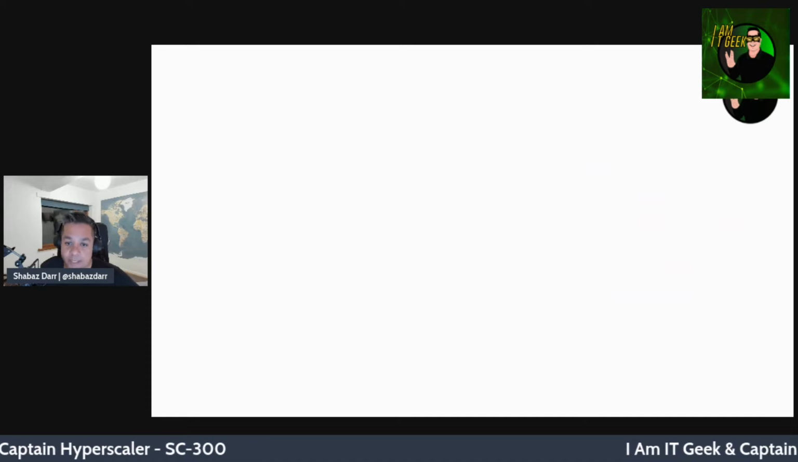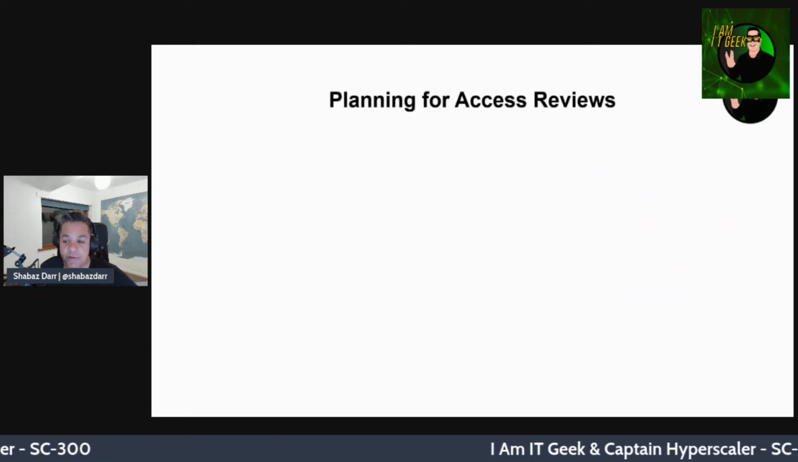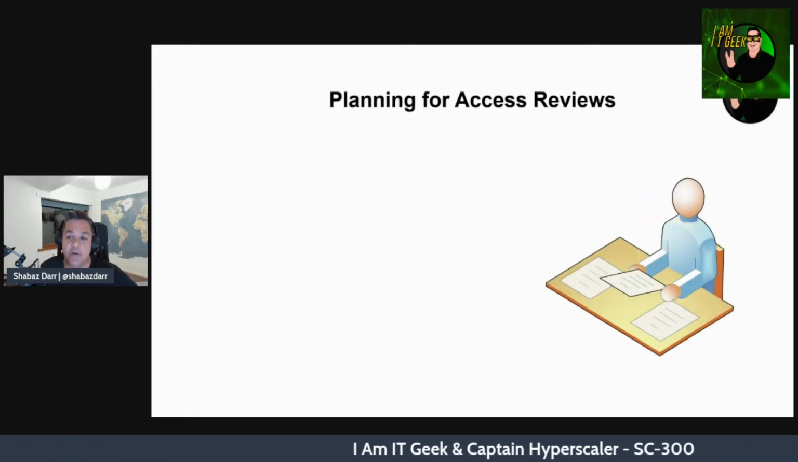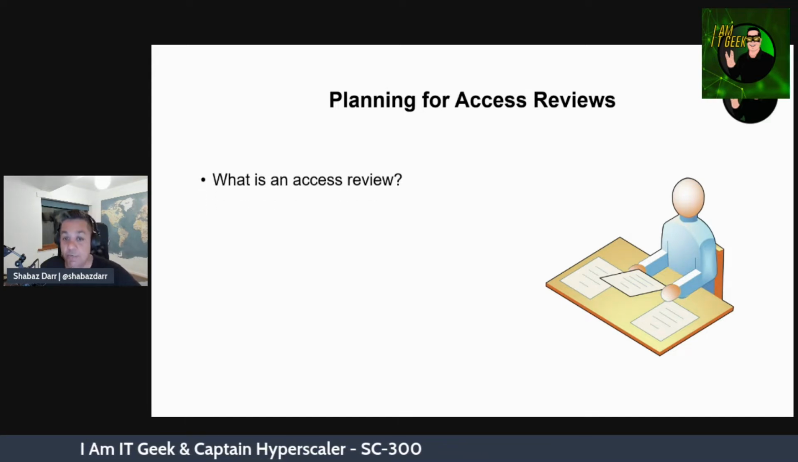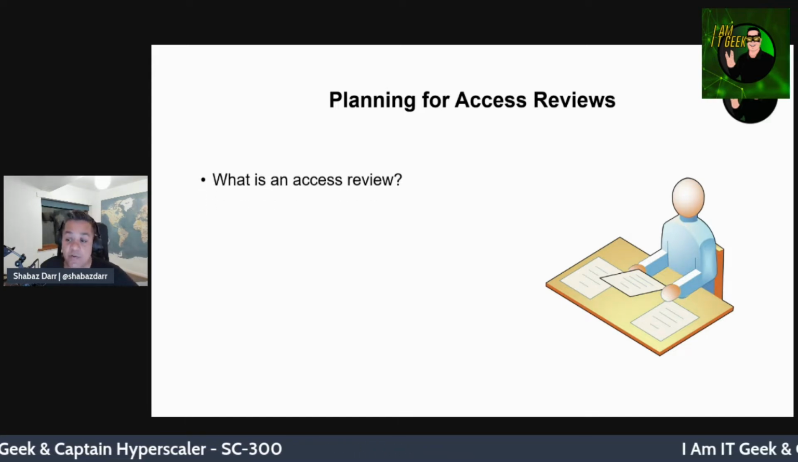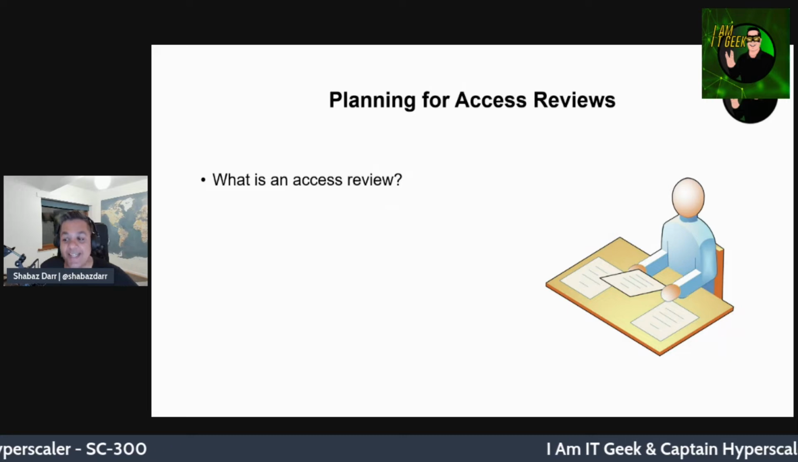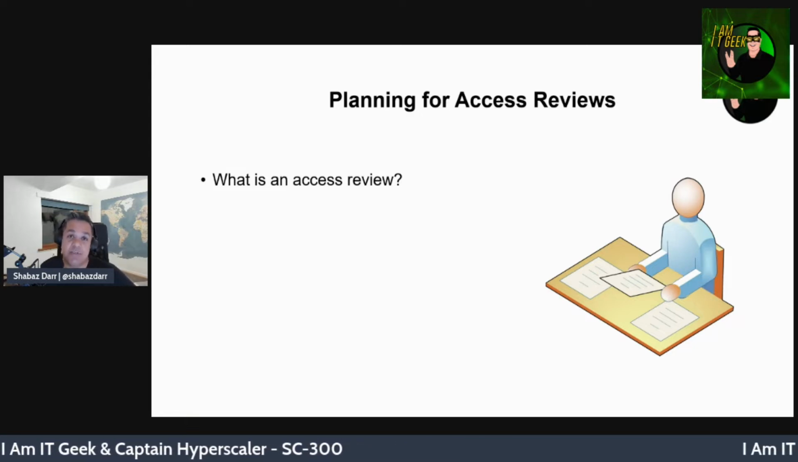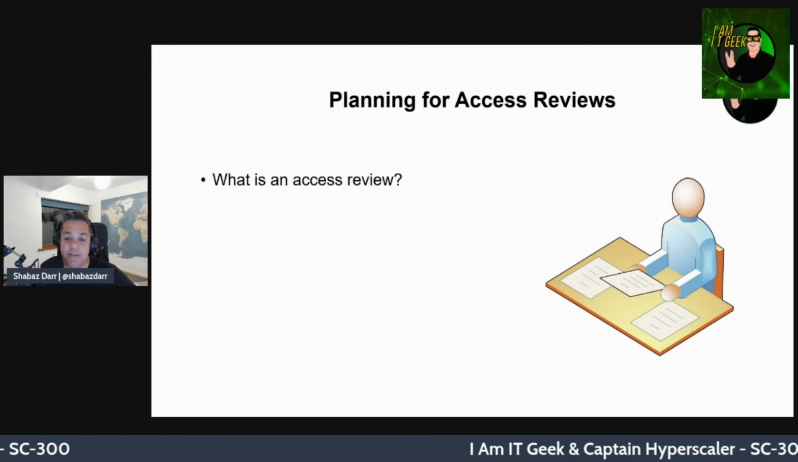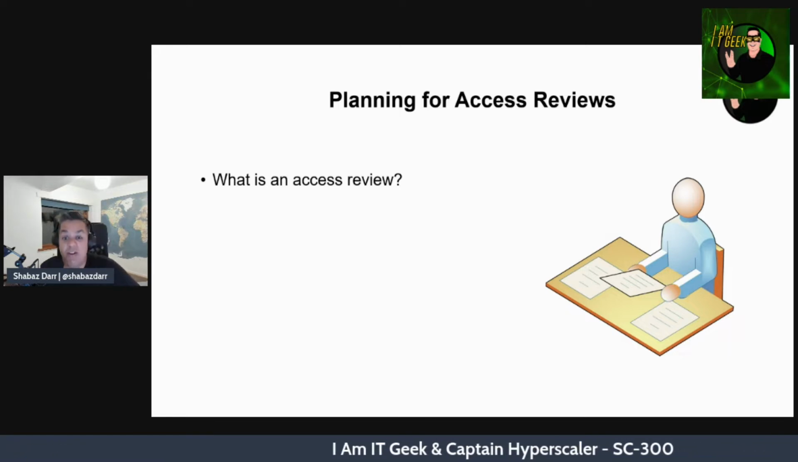So let's get started. Let's look at planning for access reviews here. First, people might be asking, what is an access review? An access review, as the name implies, is a planned review of the access needs, rights and history for user access. Access reviews help ensure that the right people have the right access to the right resources, essentially.